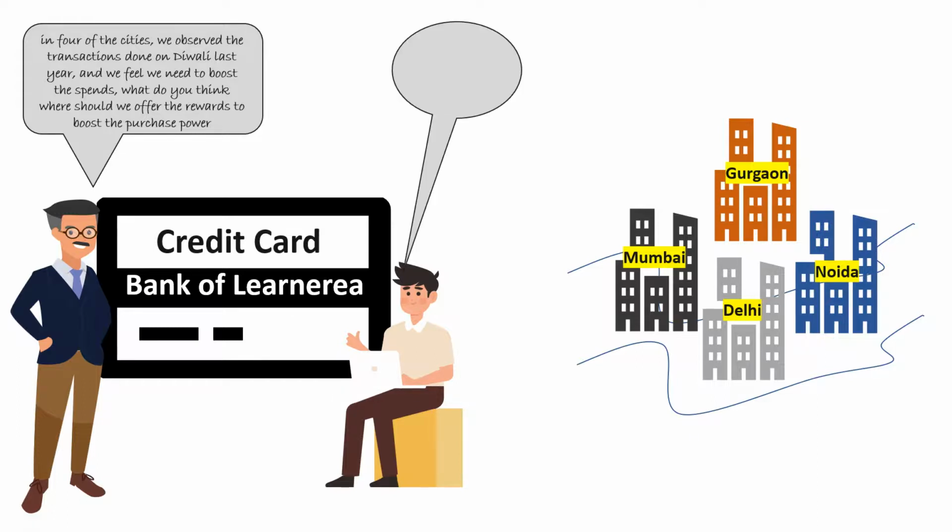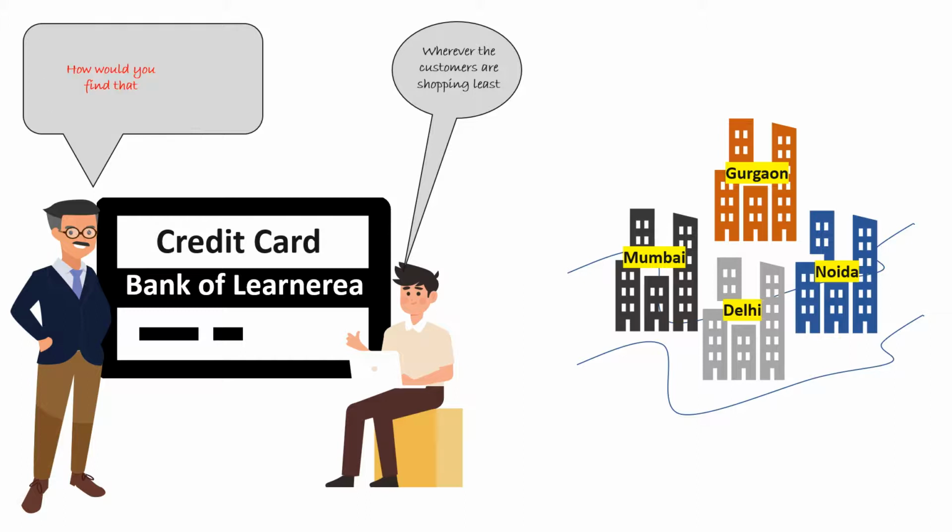Then you say, boss, wherever the customers are shopping less, we can offer the rewards. Then your boss asks, how would you find that? Then you can say, give me some time and I'm going to tell you that. And then you will jump to Python to find this. Let's see how you can.